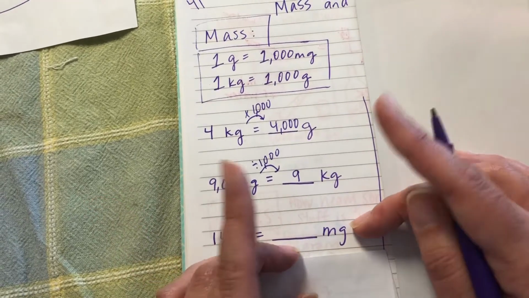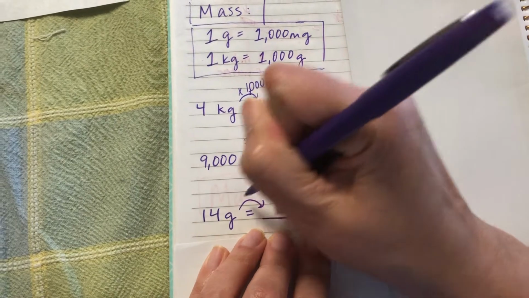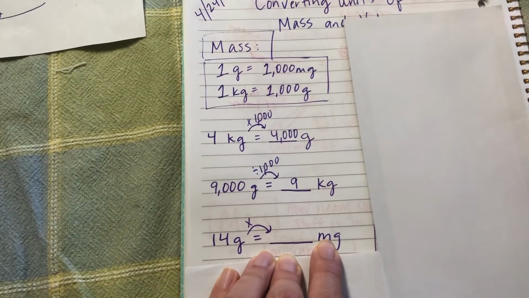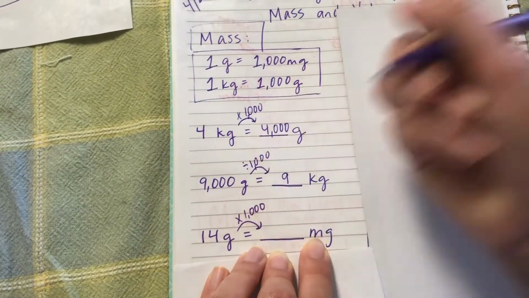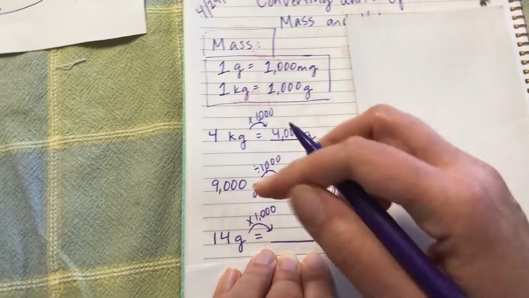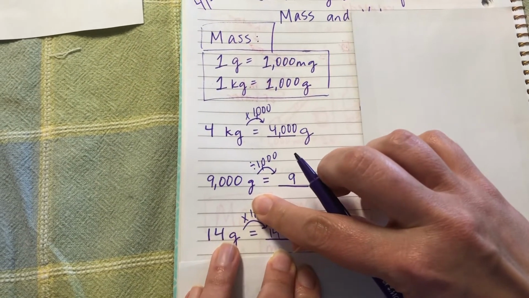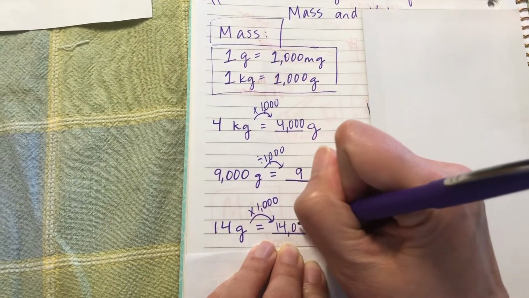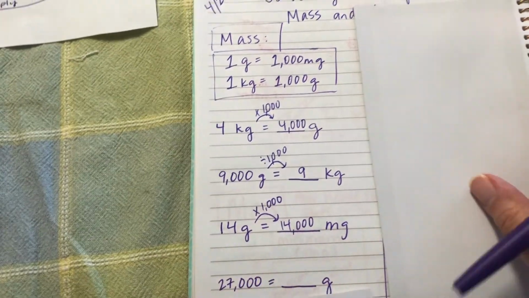Big unit to a smaller unit, so we're multiplying. So we're going to be multiplying in this case because there are 1,000 milligrams in each gram. So times 1,000. So 1 times 14 would be 14. So 14 times 1,000 would be 14,000. So 14,000 milligrams. Let's do one more.